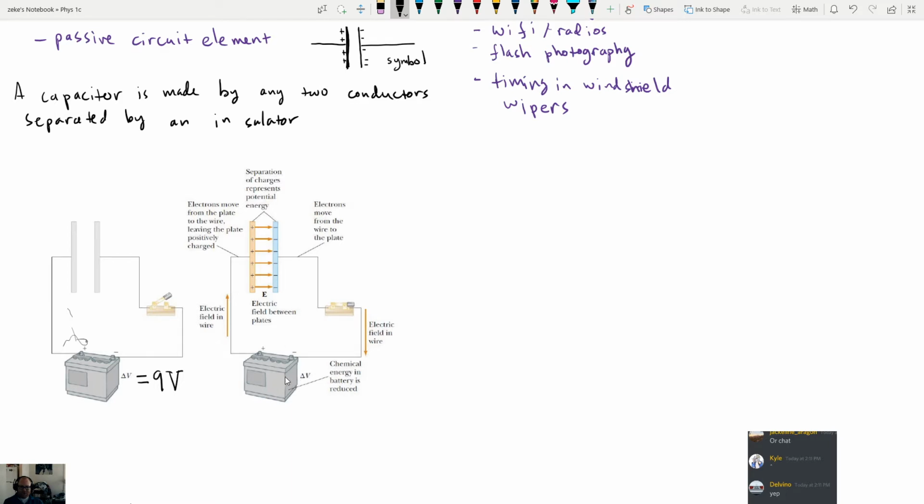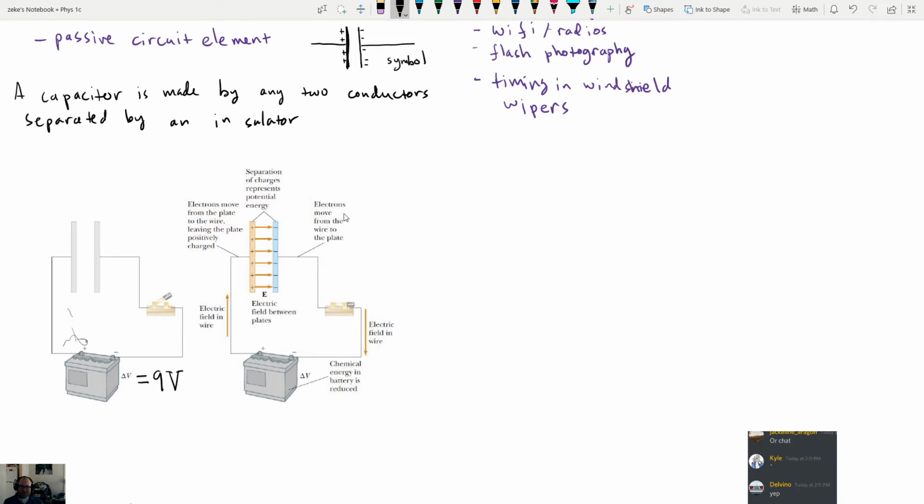Whenever you connect up the battery, there's, as they say here, an electric field in the wire on this side that's going to tend to push positive charges in this direction. Now, positive charges aren't really moving; actually, negative charges are flowing back this way, but it doesn't really matter. This electric field is going to drive positive charges to here, but they can't go any farther, right? Here's what it says: electrons move from the plate to the wire this way, back to here, leaving the plate positively charged.